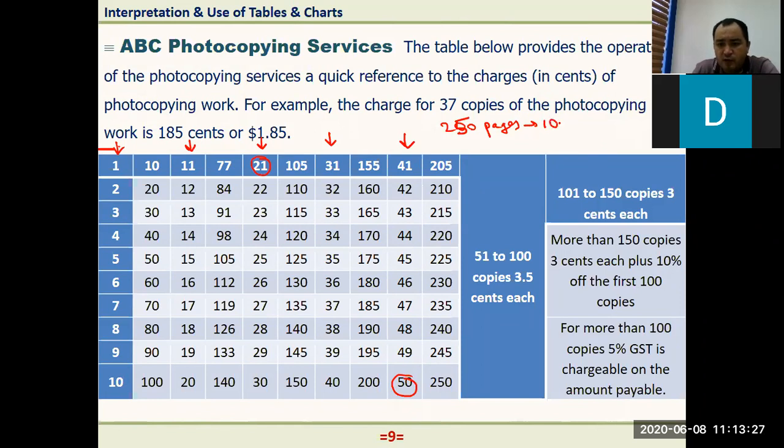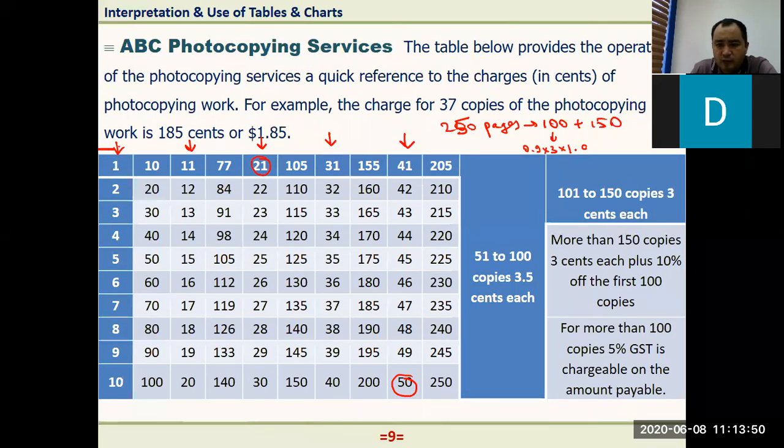So here I have 100 plus 150. 10% discount means here we have 0.9 times 3 cents times 100, right?